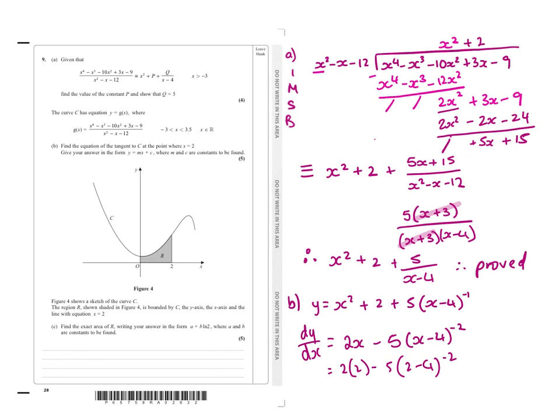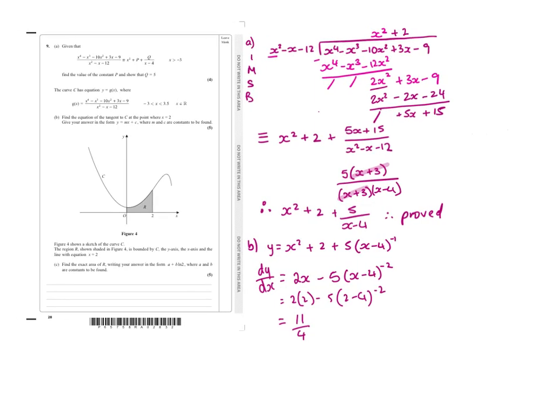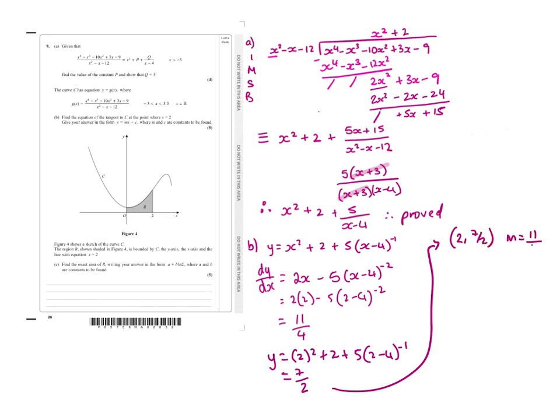So minus 5 lots of 2 minus 4 to the power of minus 2. This ends up with 4 minus 11 over 4. Okay, so this is our gradient. Now it's the tangent, so we need to figure out what y is. I substitute x equals 2 into y equals 2 squared plus 2 plus 5 lots of 2 minus 4 to the power of minus 1. So our y is in fact 7 over 2. So now we know we have our coordinate 2 and 7 over 2.